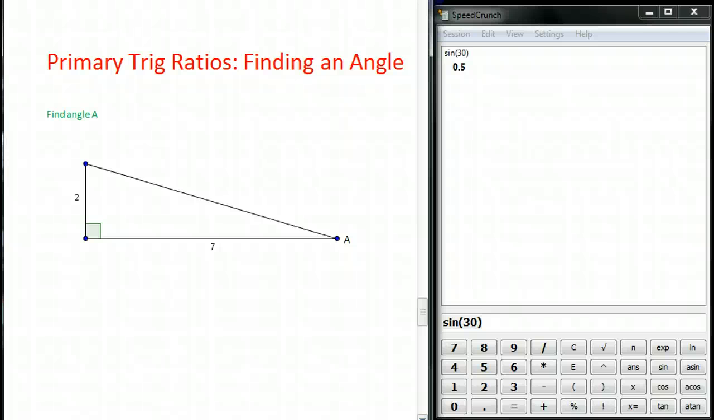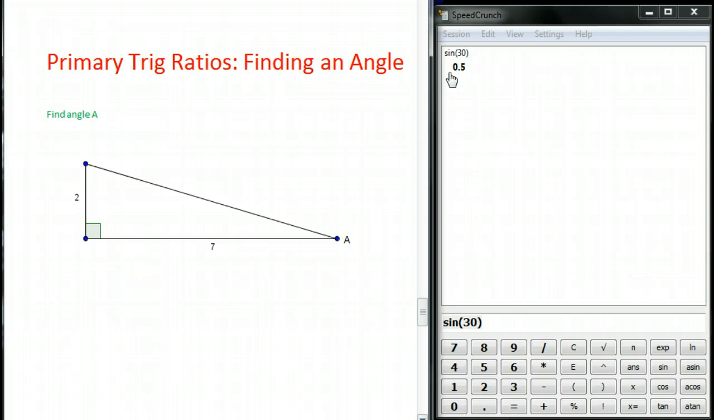Hello, in this video we're going to look at how to find an angle of a right angle triangle using our primary trig ratios. So I have in the video on the left hand side the problem and on the right hand side my calculator. You'll see I've already checked to make sure my calculator is in degree mode by taking the sine of 30 degrees and getting 0.5. That's good. Make sure with your calculator that you're working in degrees.